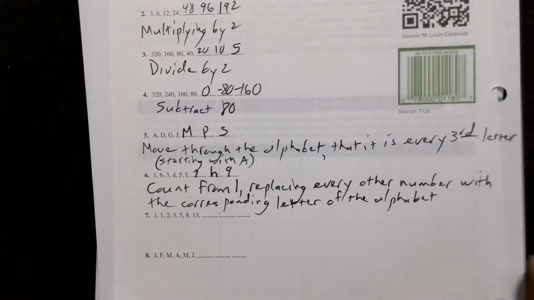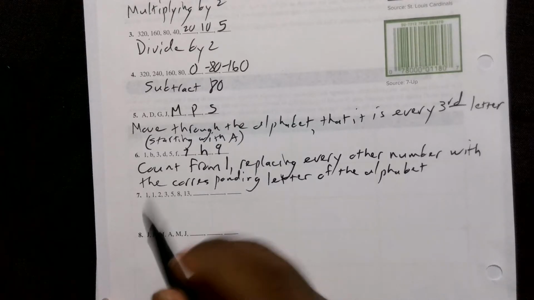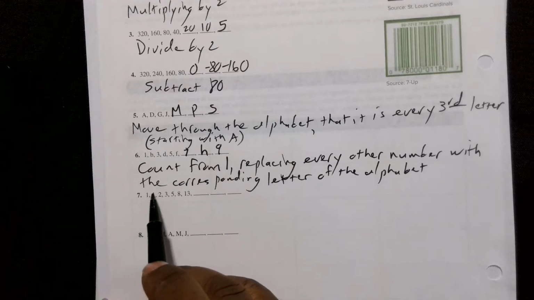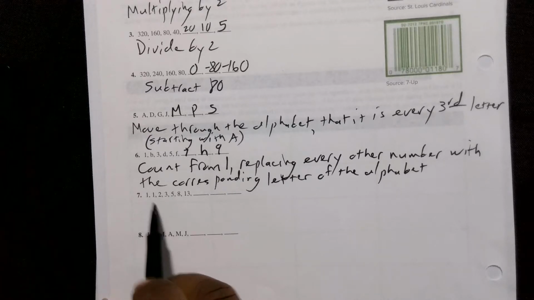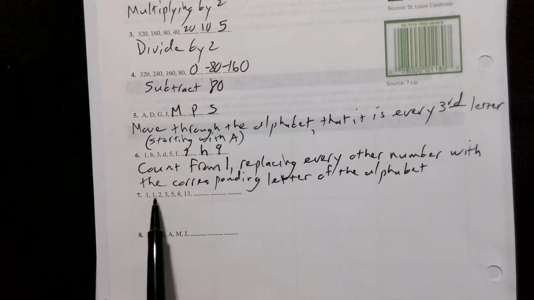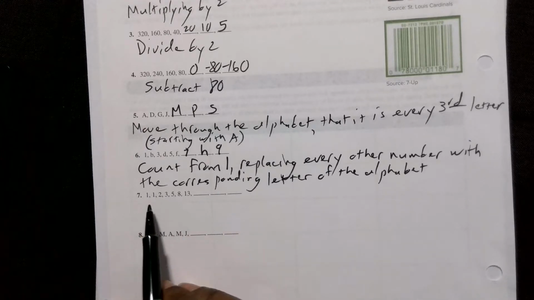Now number 7. You look here, we have 1, 1, 2, 3, 5, 8, 13. Okay, now to get from 1 to 1, we're either going to add 0, multiply by 1, or divide by 1. Okay, that's one thing we could do, just the obvious operations. So we know for the second one, adding 0 would not give us 2. Dividing by 1 would not give us 2. And multiplying by 1 would not give us 2.